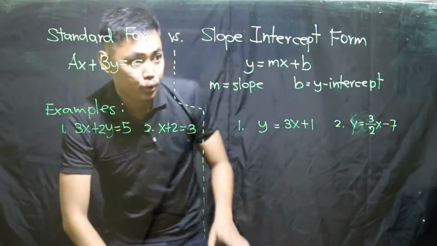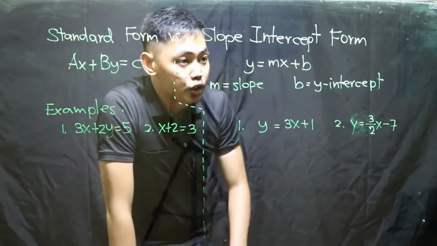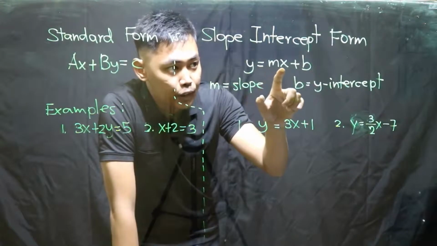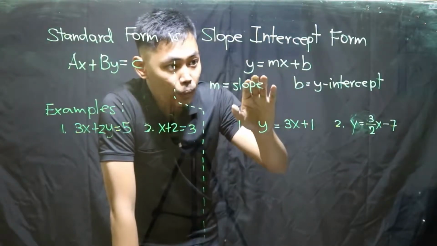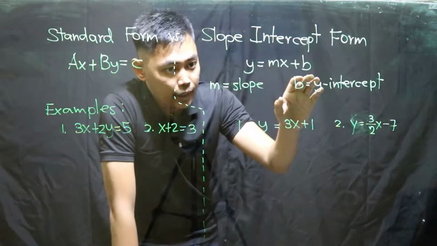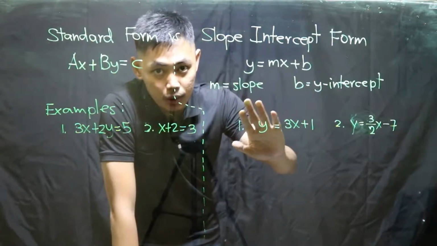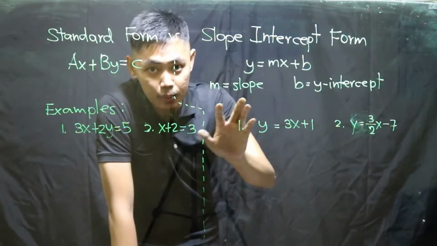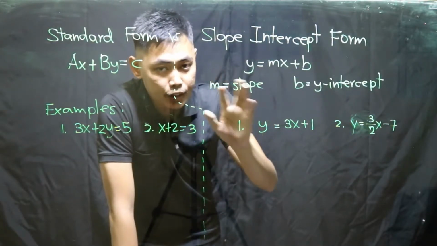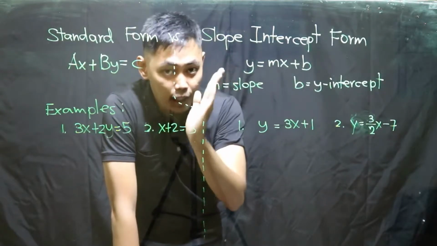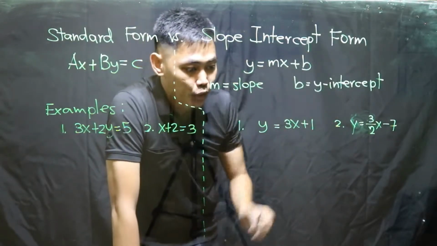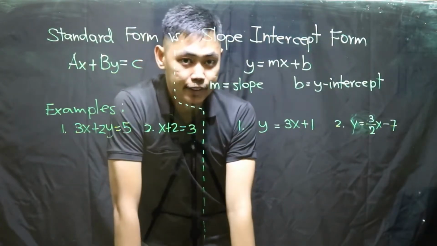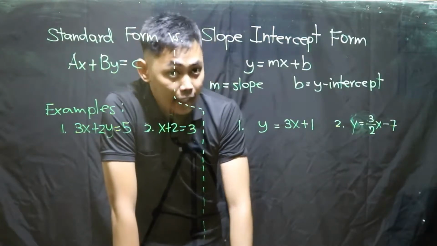Now, let's go to slope-intercept form. Slope-intercept form is like this: y is equal to mx plus b, where m is the slope and b is the y-intercept. So we discussed the slope. The slope is the steepness of the line, and the y-intercept is the point that passes through the y-axis. Okay? So that would be the y-intercept.